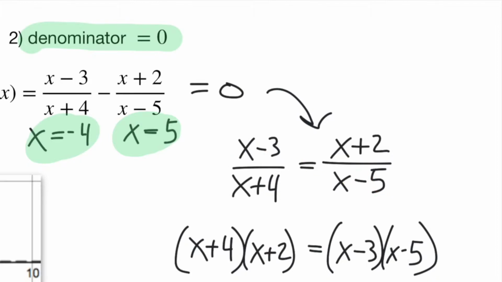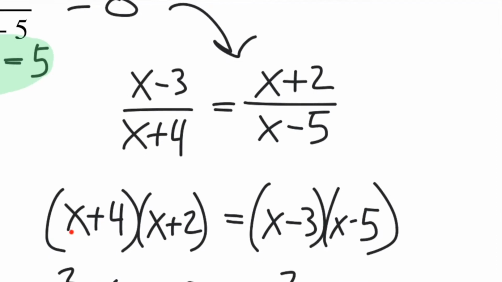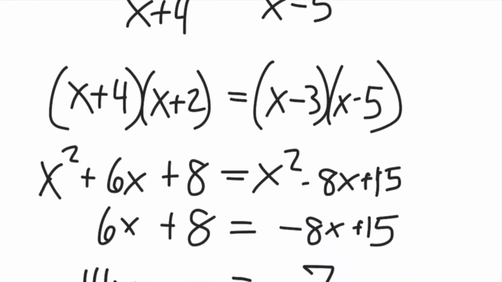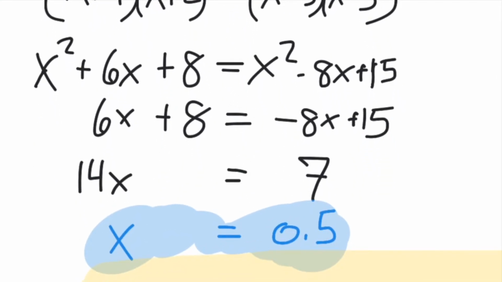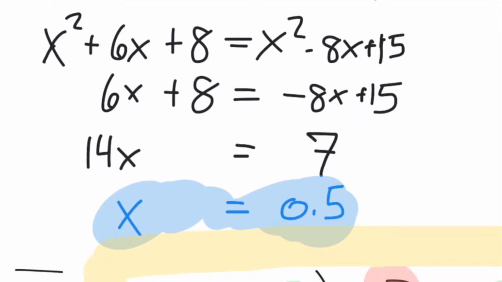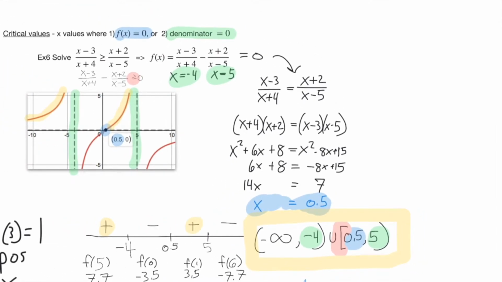Then I cross-multiplied. X minus 3 times x minus 5 is over here, and x plus 4 times x plus 2 is over here. Cross-multiply, FOIL the whole thing, subtract out the like terms, and actually what you get is x is equal to 0.5. That's where the function is going to equal 0. There's only one 0 of the function. There's only one x-intercept. There's only one solution to this equation right here, and that's x equals 0.5.